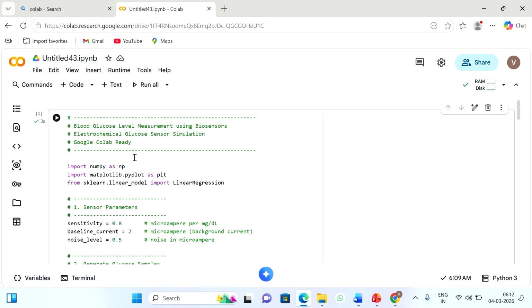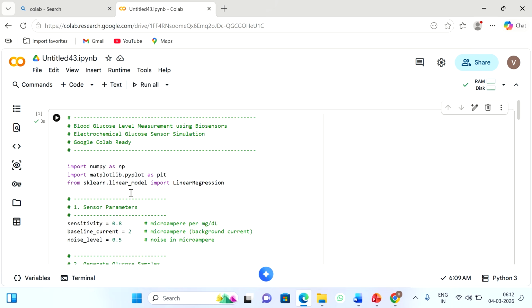Now first we will import the required libraries. Import numpy as np, so Python library. Then import matplotlib.pyplot as plt. Then from sklearn.linear_model import LinearRegression.